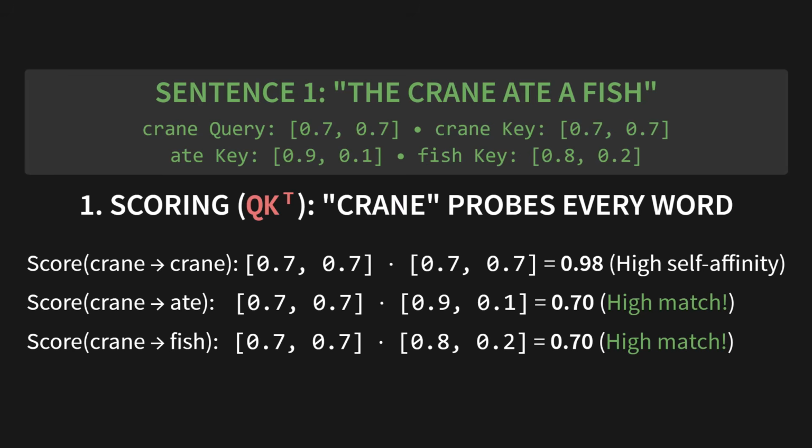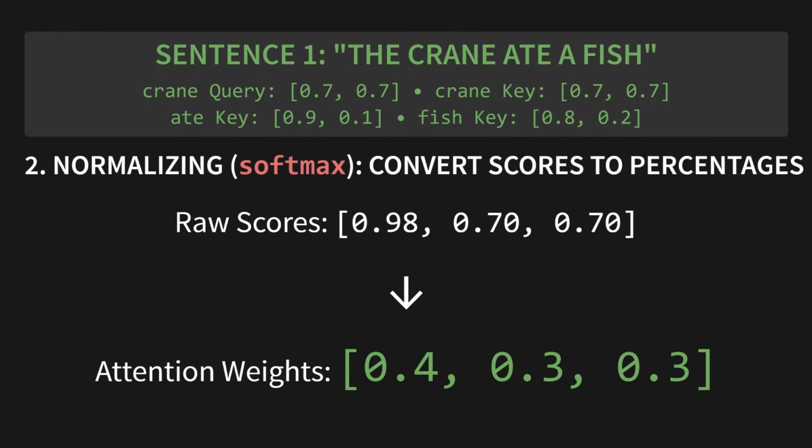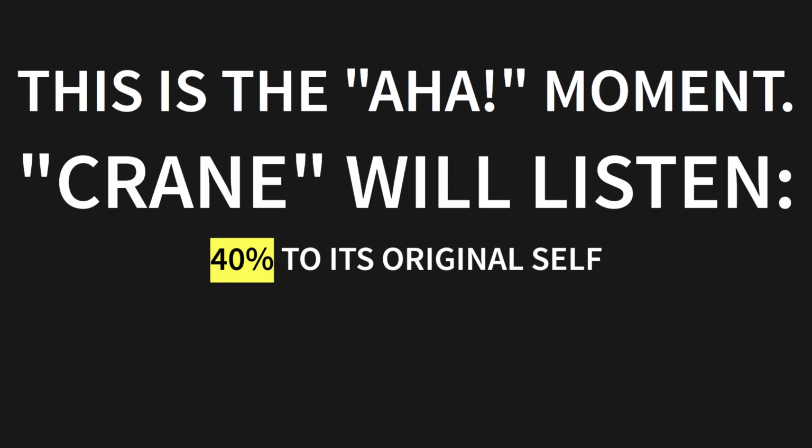Step 2, normalizing. We take those raw scores, 0.98, 0.70, 0.70, and we run them through softmax to convert them into percentages. The result? Our attention weights are 0.4, 0.3, 0.3. This is the aha moment. Crane has decided it will listen 40% to its original self, 30% to ate, and 30% to fish.